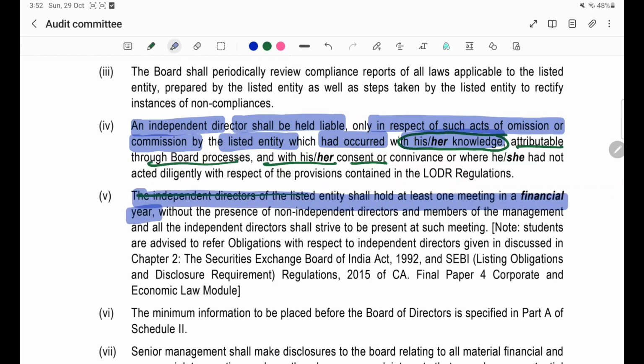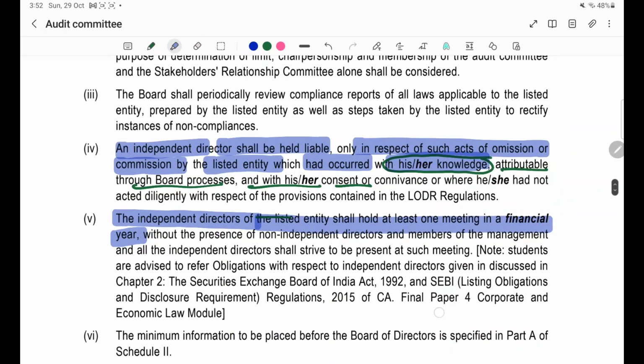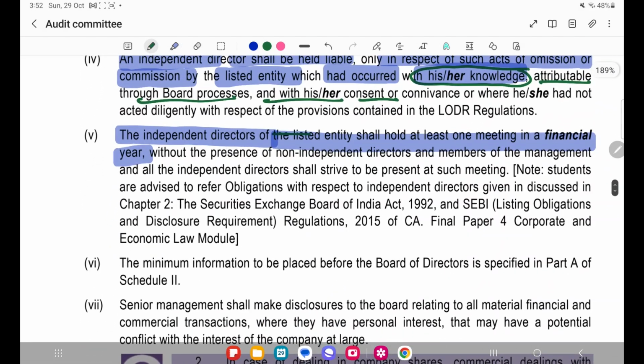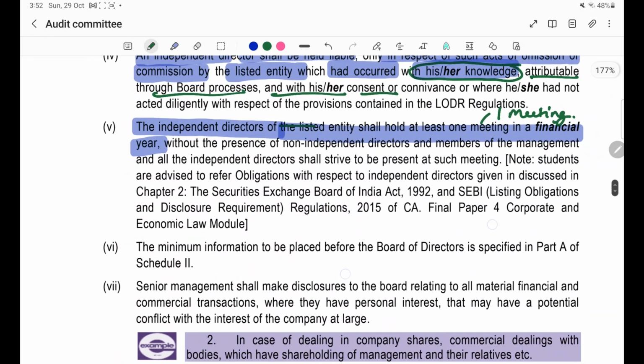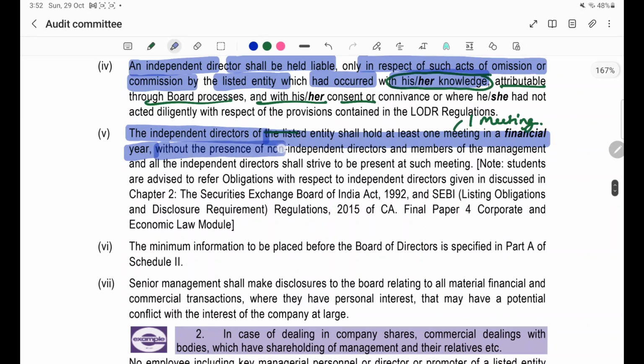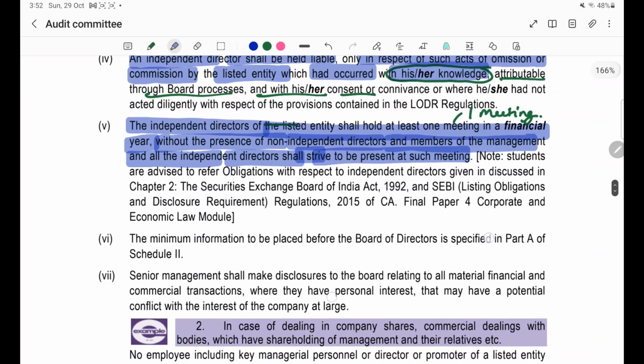So what is the limit? The independent directors of the listed entity shall hold at least one meeting. How many meetings? At least one meeting in a financial year, without the presence of non-independent directors. So only the independent directors will be there, and without the presence of members of the management, and all the independent directors shall strive to be present at such meeting. That is, everyone should be present.